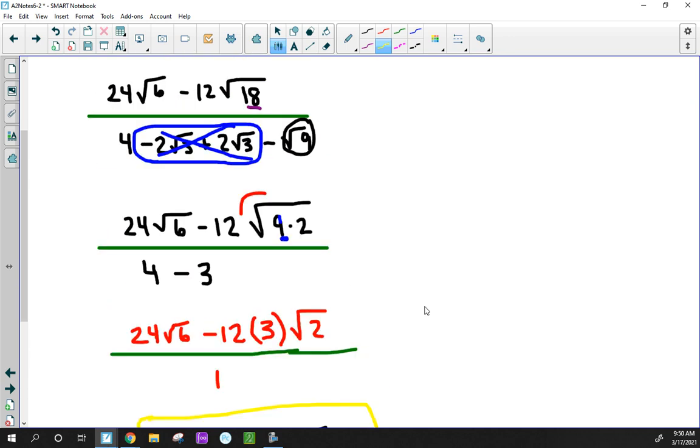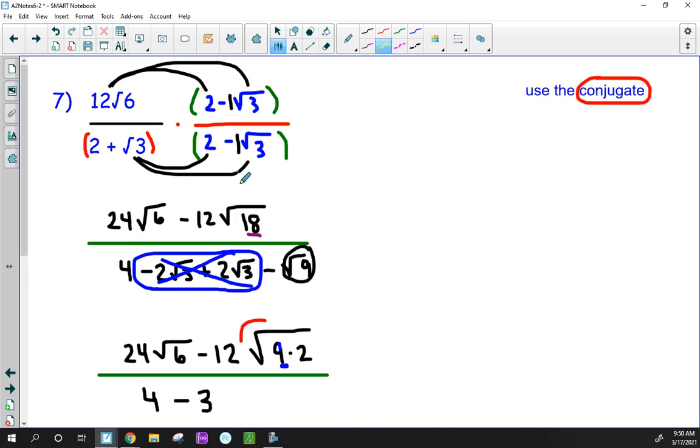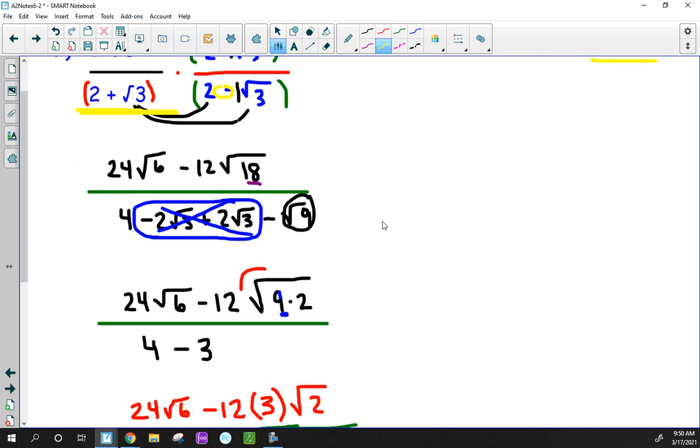Okay, but you can see it takes several steps to get there. Please remember, when you have a binomial, you have to use the conjugate, change the sign in the middle only, and then you'll have to use the FOIL method, most likely.